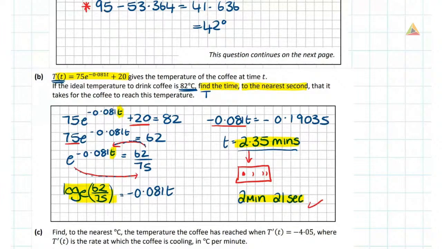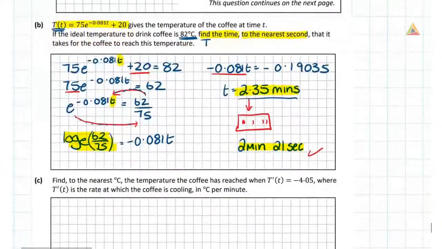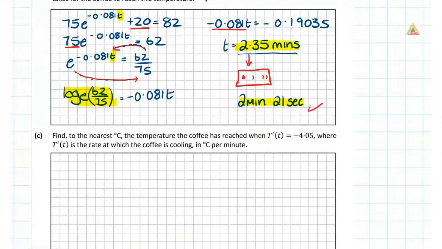Okay, so we're getting closer to the differentiation part of this question. So part C, find to the nearest degree centigrade the temperature the coffee has reached when this is true, where dT/dt is the rate, so again, that rate of change at which the coffee is cooling. Okay, so the rate of change of the temperature.